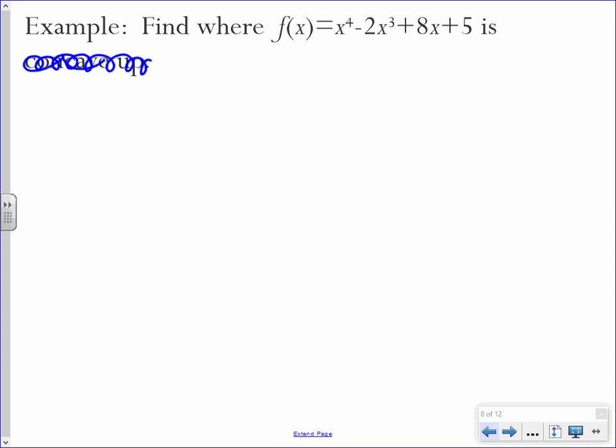All right, for this example, I'm going to have you go ahead and ignore this. We're going to go through increasing, decreasing. No, we're not. We're just going to go through concave up and down.